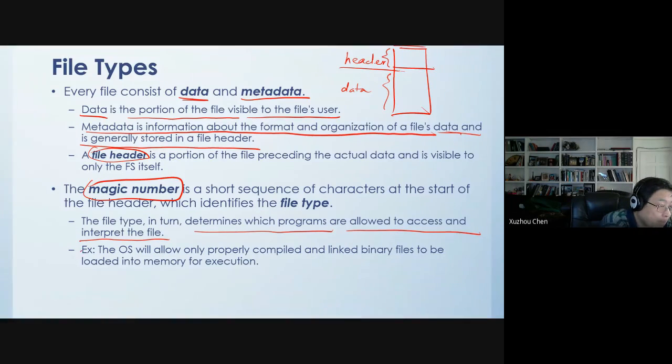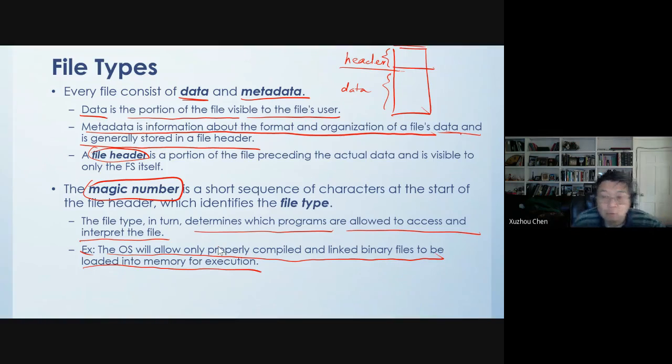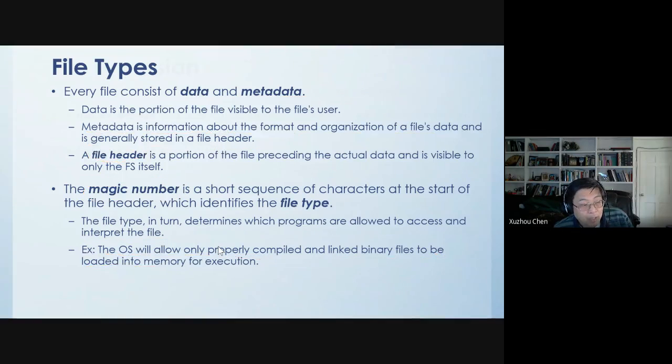So for example, the operating system will allow only a properly compiled and linked binary file to be loaded into the memory for execution. Because if you try to execute a Microsoft Word document, it's not going to work. The Word document is only allowed to be opened by Microsoft Office. So the magical number is the key.